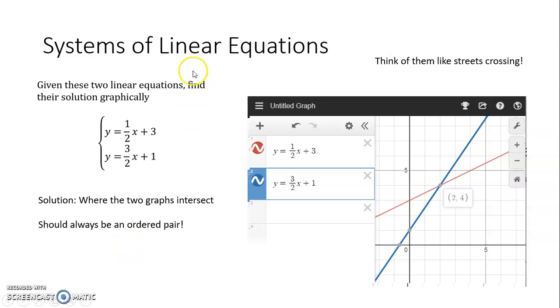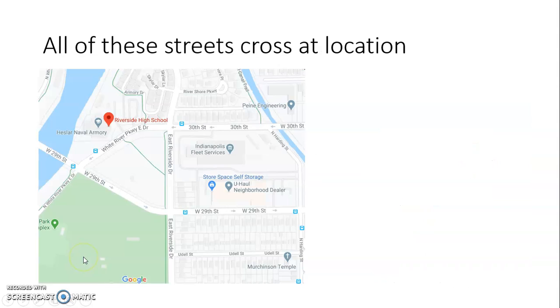Now, the answer to what is the solution to a system of linear equations should always be an ordered pair. That's really important to know. You're going to have an x and a y coordinate of that solution. So if you can graph easily those two lines, it's very easy to find the solution because it's just where they cross. So the solution is 2, 4.